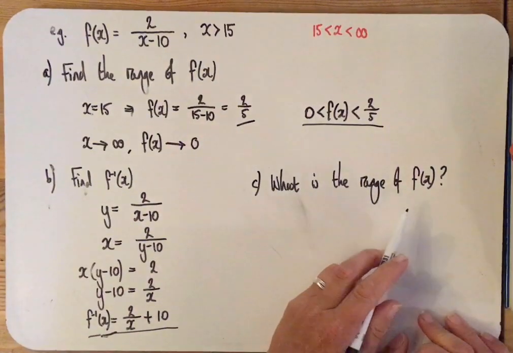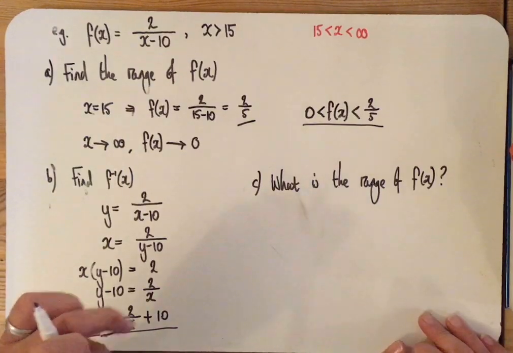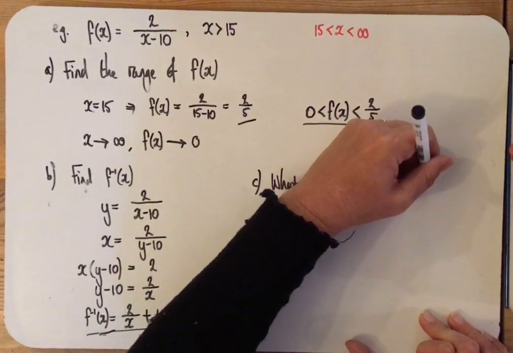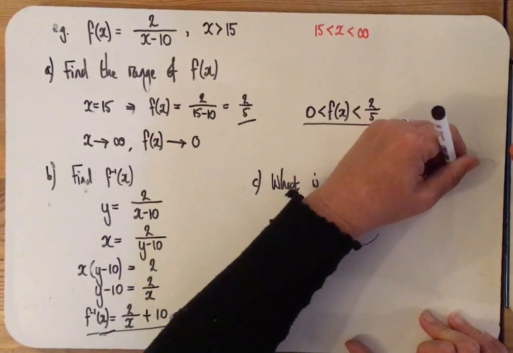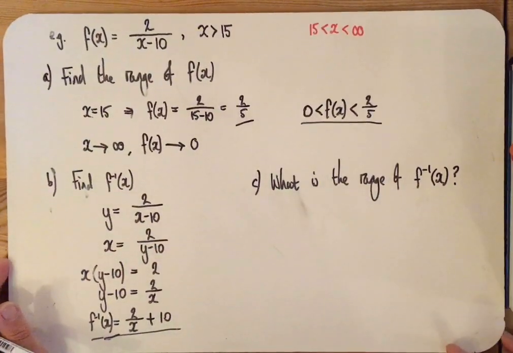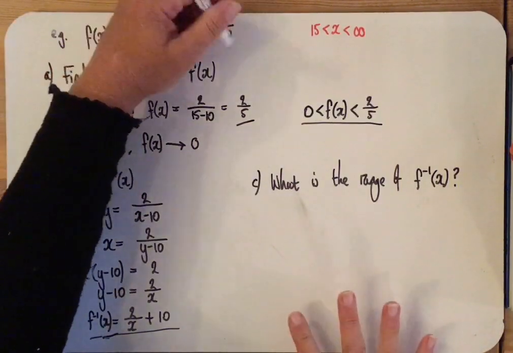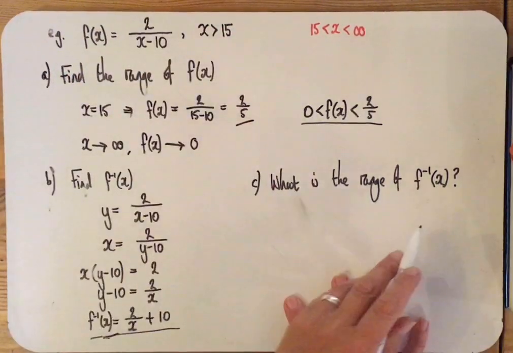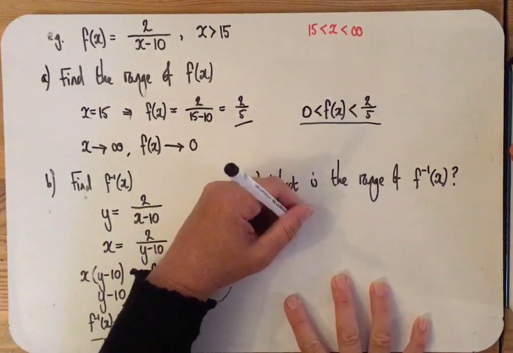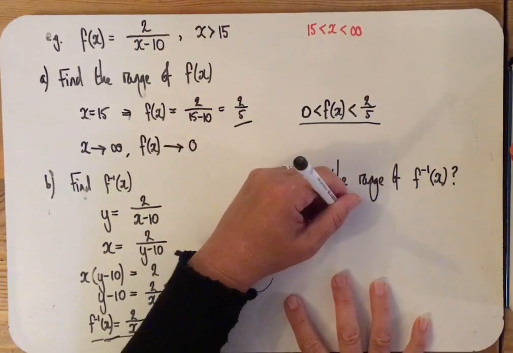What is the range of the inverse of f? So the range of the inverse is equal to the domain of the function. So the domain of the function is x bigger than 15. So that is going to give you the range of the inverse. You don't have to do any work, it's the domain of the function.